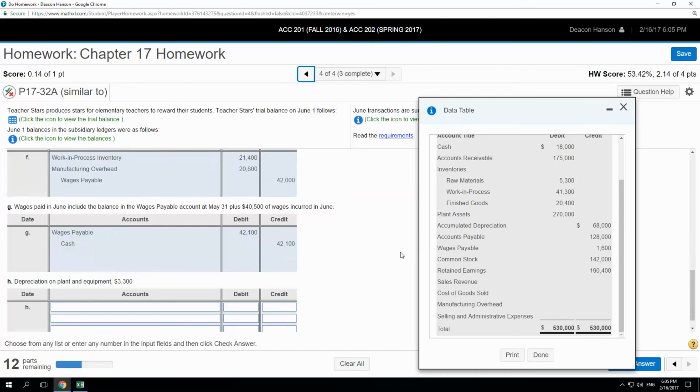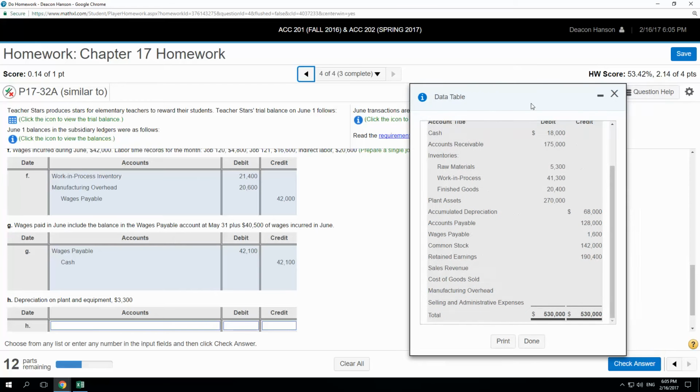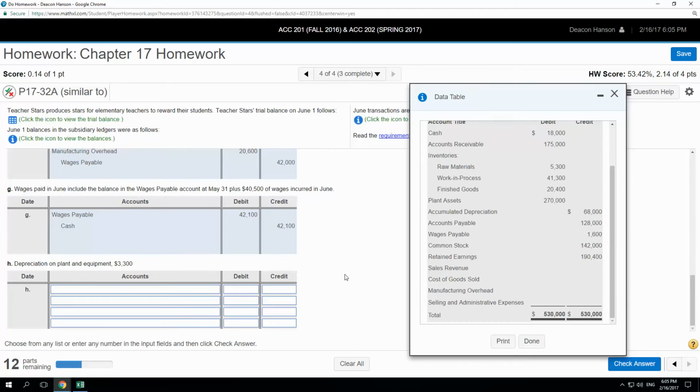Okay? We thought about that for a little bit, but just review. They're saying that we're paying off the beginning wages payable balance plus $40,500 worth of the additional wages that had been incurred subsequent to June 1st, and part of that is that 42,000 that we booked prior. Okay, so we combine the two and pay that off.